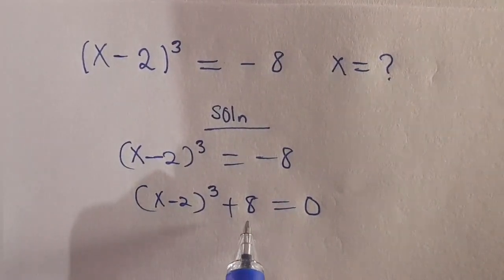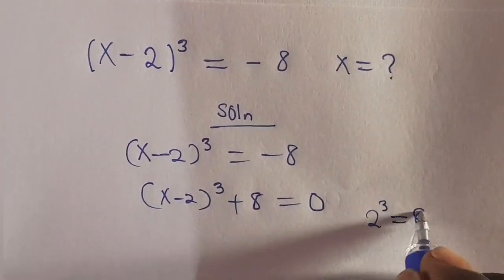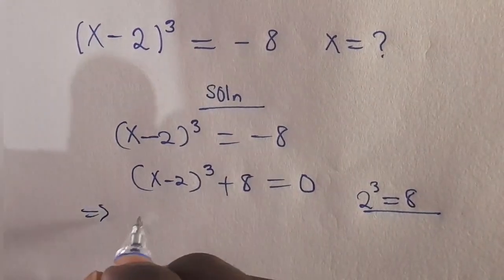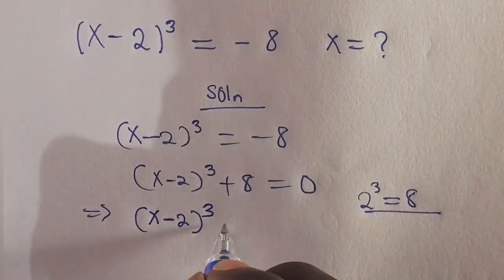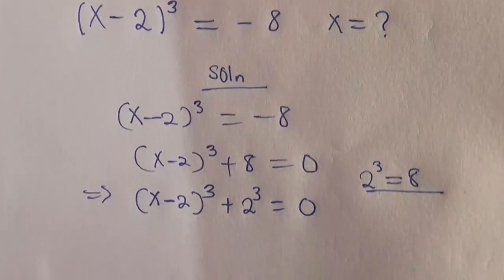Now we can write our 8 in base 3 as 2 raised to the power 3, which equals 8. So we can have it here as (x minus 2) raised to the power 3 plus 2 raised to the power 3 equals 0.